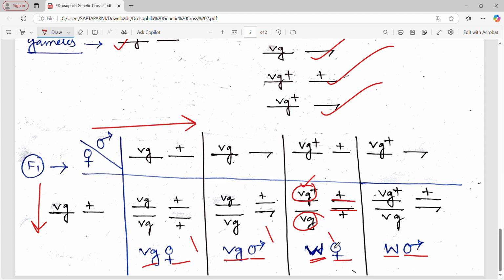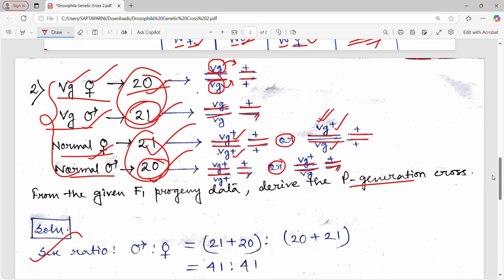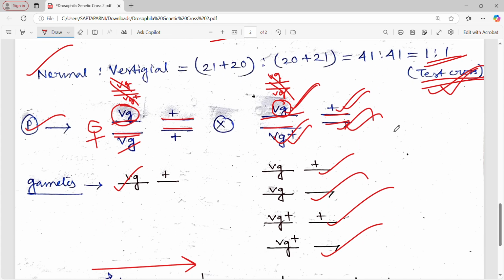Okay, so here you can see the ratio is 1:1:1:1, which matches with the given ratio in your question, that is also 1:1:1:1. So obviously our P generation cross is correct here. Okay, so I think you have got these crosses and there is no confusion in that.